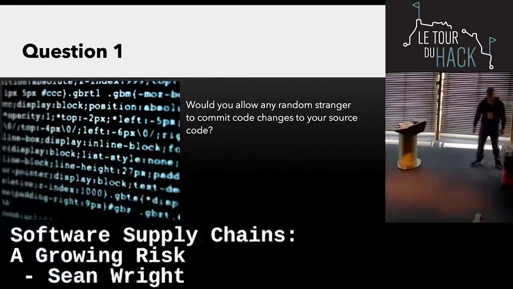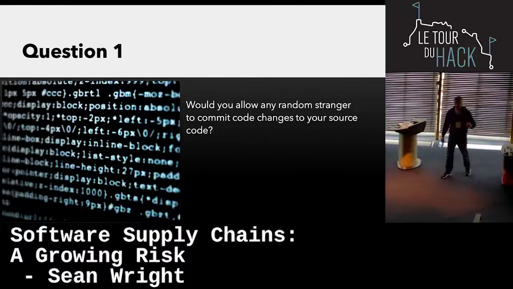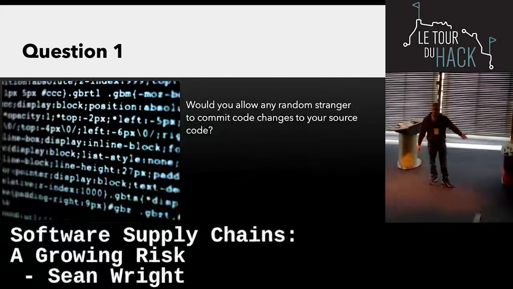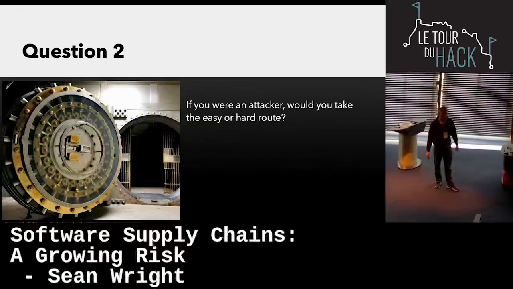I'm going to start off with two questions, and don't answer them now, I'll come to them at the end, but just keep thinking about them in the back of your mind as we go through this presentation. The first question is, would you allow any sort of random stranger off the street to commit code to your code repository? Just keep that in mind. And the second one, if you were an attacker, would you take the easy route or the hard route?